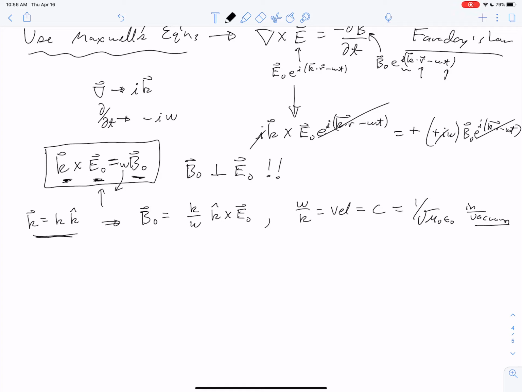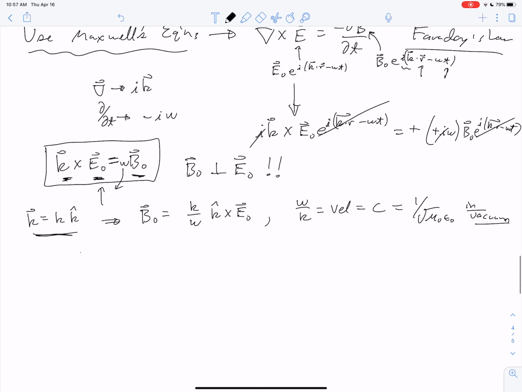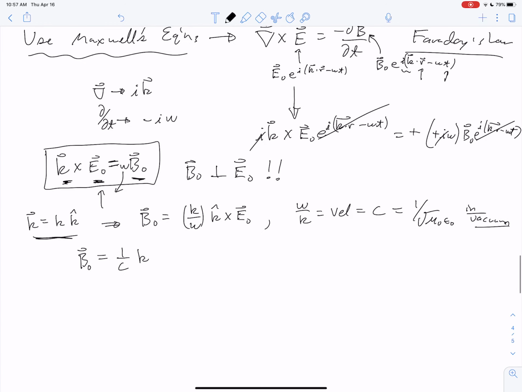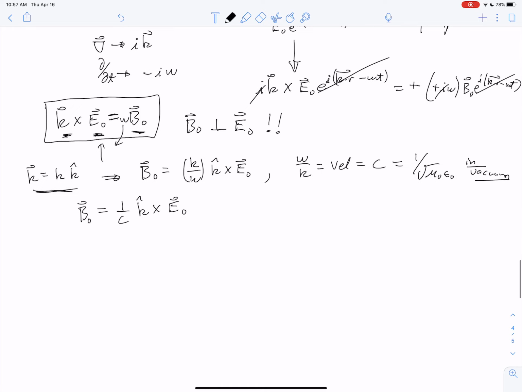I keep stressing in vacuum because eventually we're going to take it out of the vacuum, but right now we're still in the vacuum. And so then I can see that I have this nice relationship, which is that the amplitude of the B field, B naught, is equal to 1 over c, because that's 1 over the velocity, times k hat cross E naught. This is a very nice equation because these quantities are all perpendicular to each other, and so the cross product is simple.